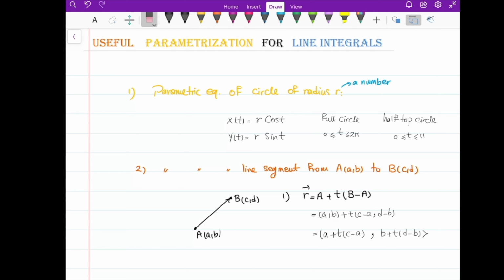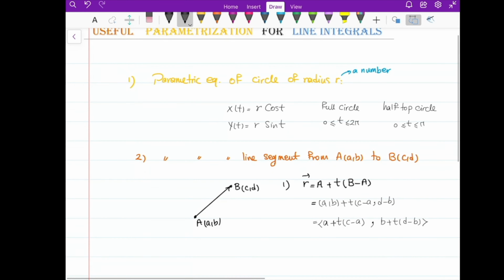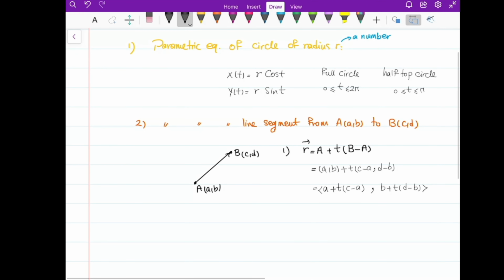Okay, let me use this notation that we use for vectors. And so I can say that x of t is equal to a plus t(c minus a), and y of t is b plus t(d minus b). And then in that case the parameter t is between 0 and 1.